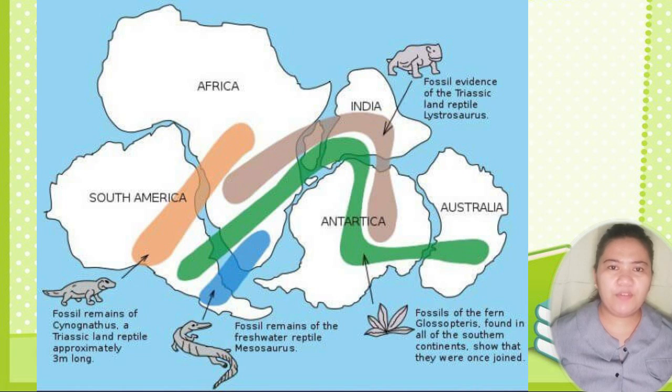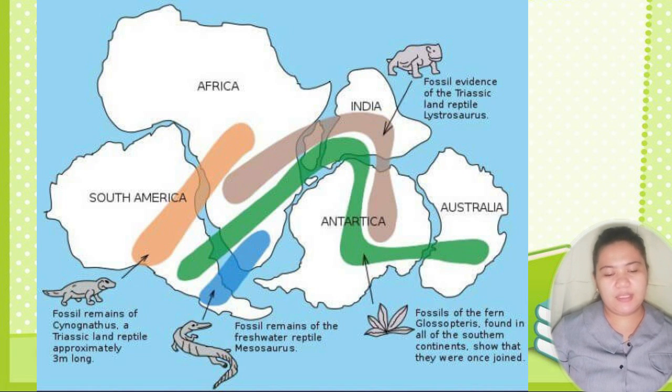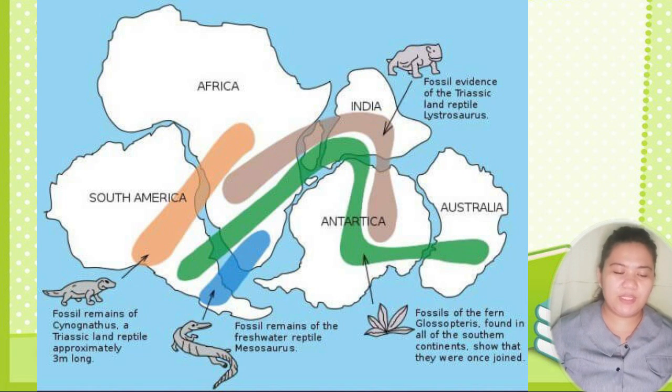these huge land masses, or the continents that we have today, were once connected as a single land mass called Pangaea. So this is actually a trace or a fossil of a Mesosaurus, as shown in the picture.